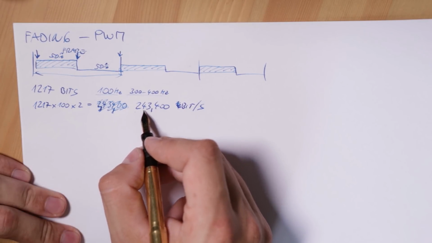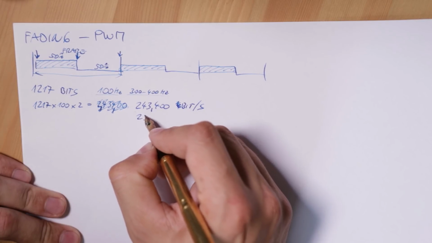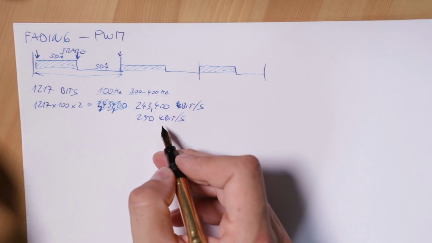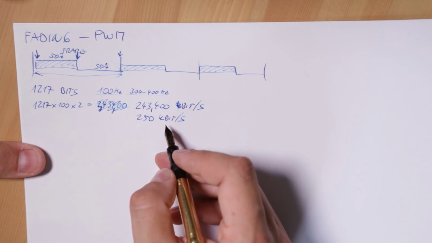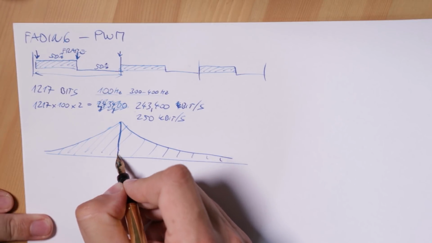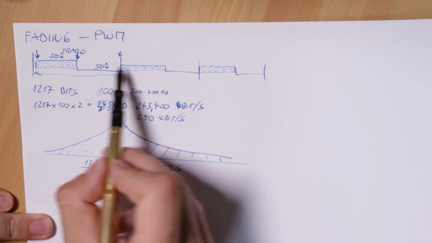So we are at 243,400 bits per second, so something like 250 kilobits per second. This is already quite fast for this length of the cabling, but doable. Let's say for smooth fading we need 128 brightness levels. So how does this situation change?